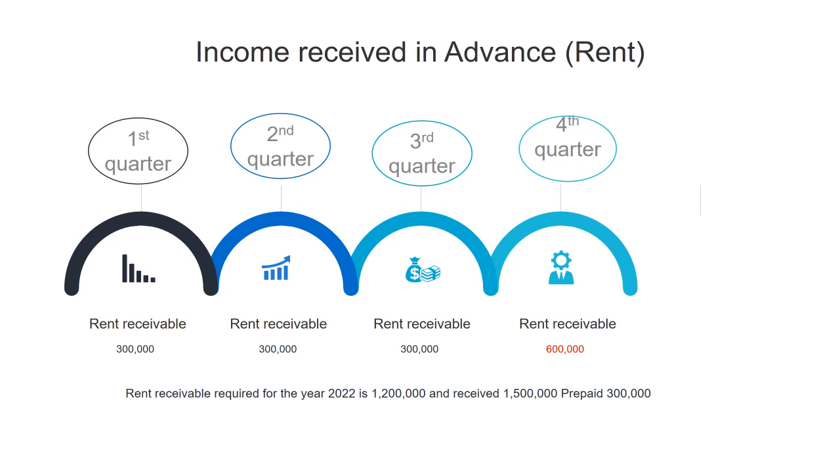So again, we have income received in advance. If it happened that we have received the rent in advance for the fourth quarter, we were supposed to receive 1,200,000, but instead we received 1,500,000. So this is the prepaid 300,000.